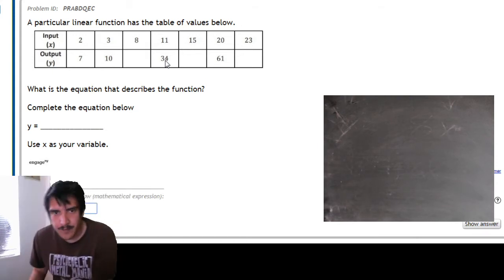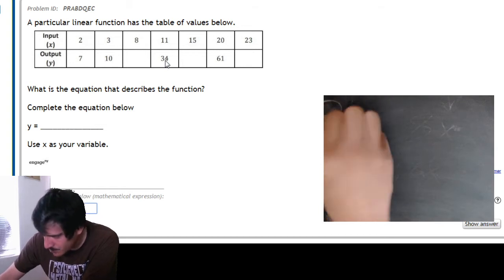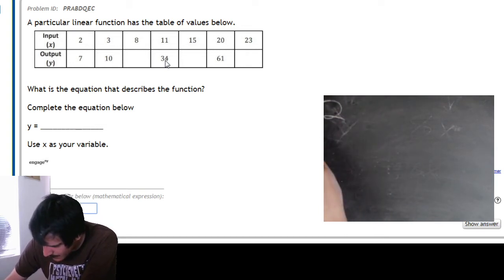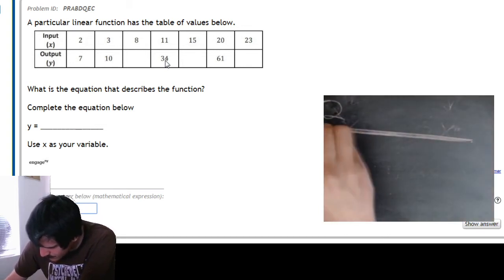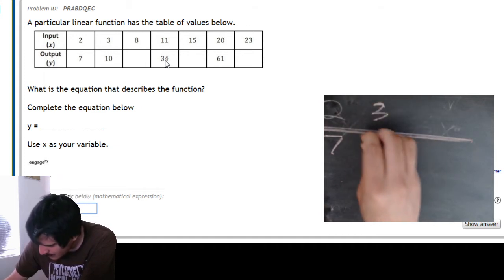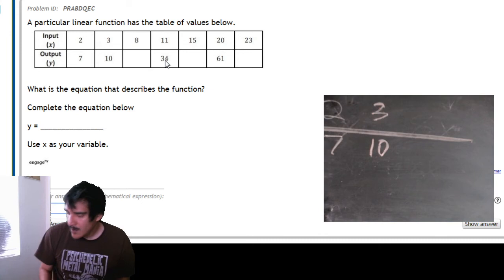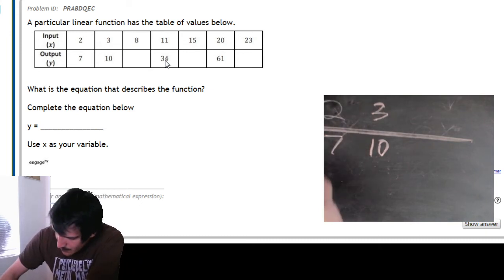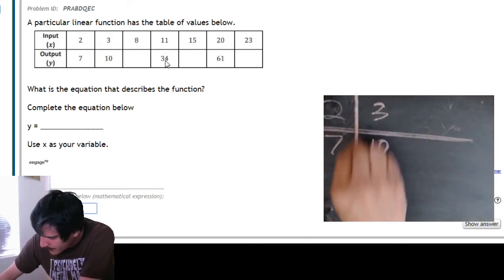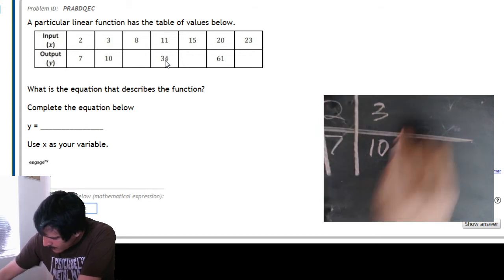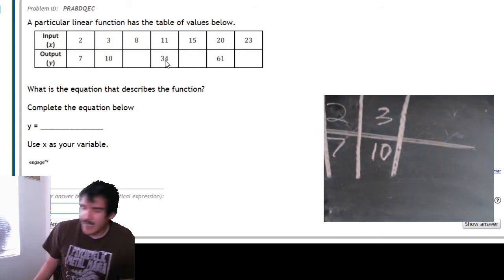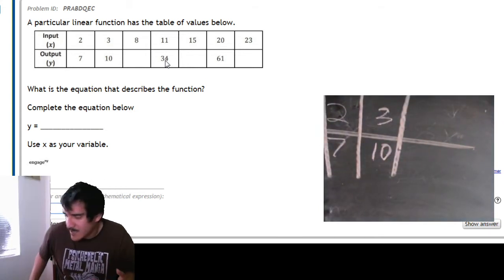Here's what I want to do. Let me just rewrite this table. x, y. 2, 7. 3, 10. And I'm just going to start there, because if you have this info right here, you can actually continue the pattern, and that should help you out.